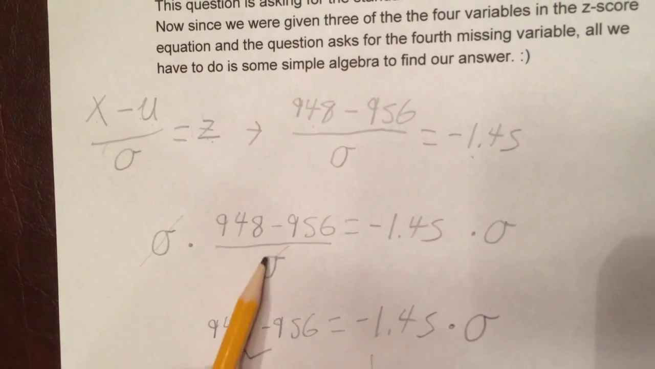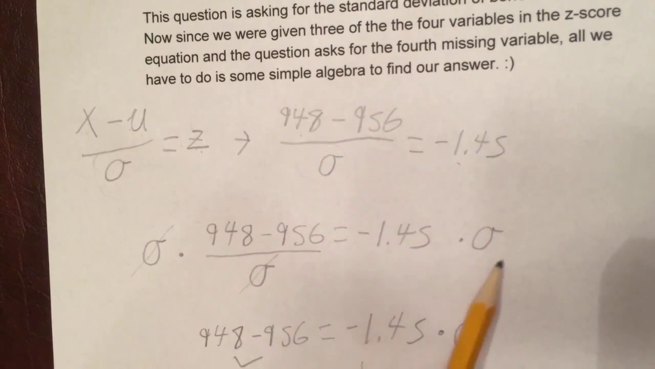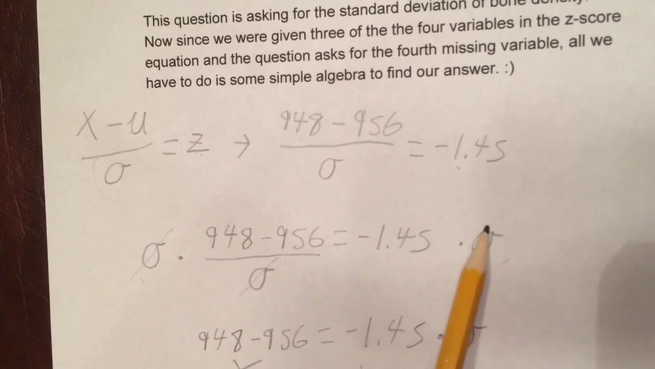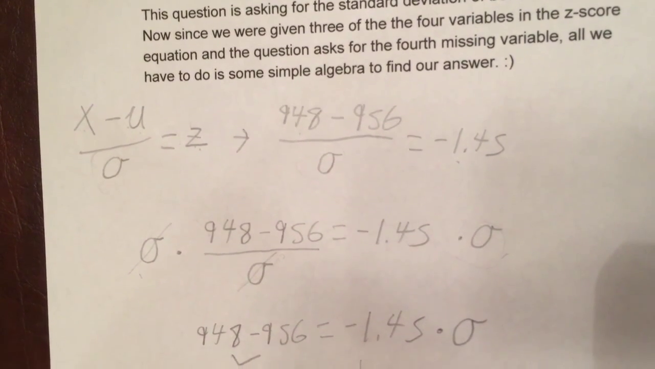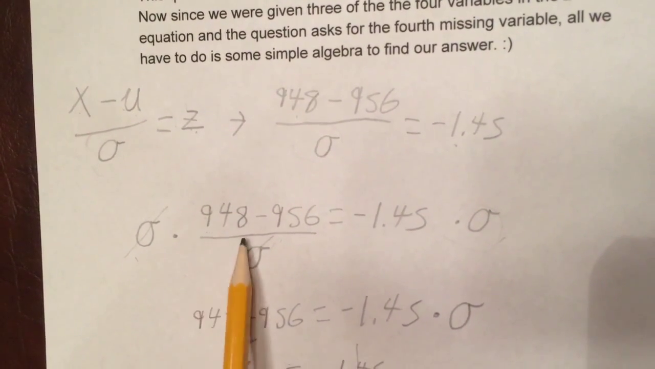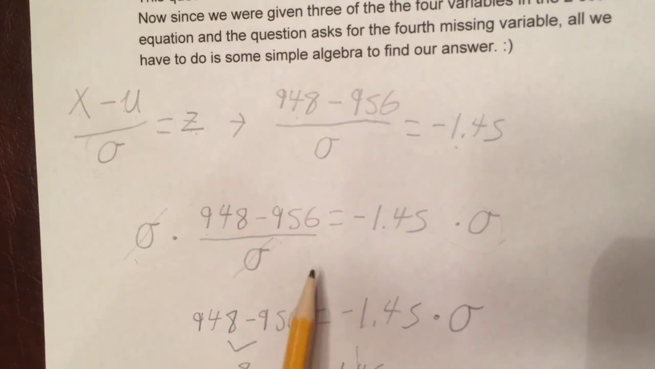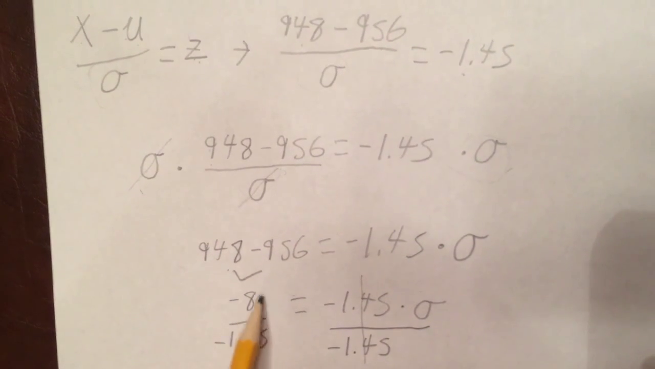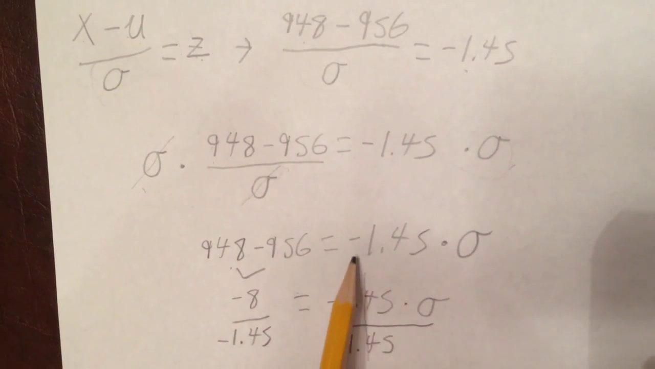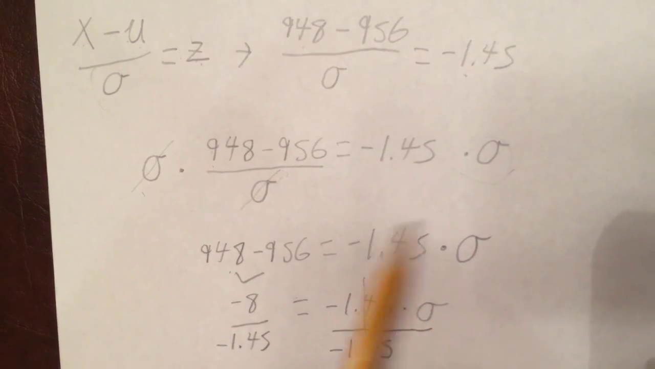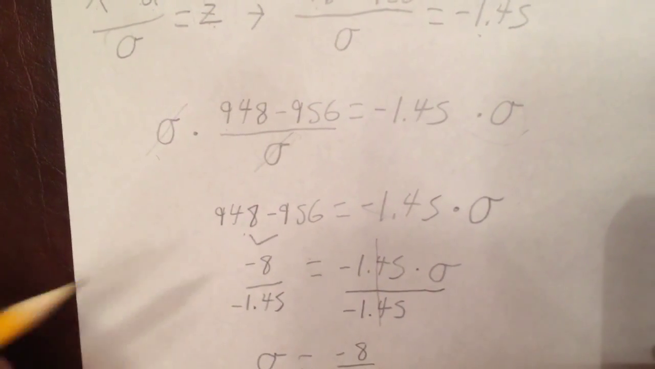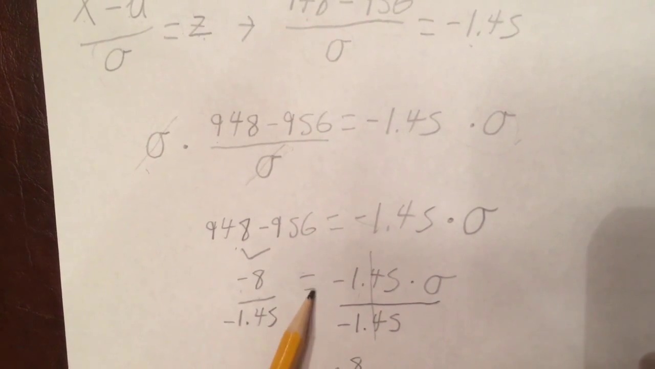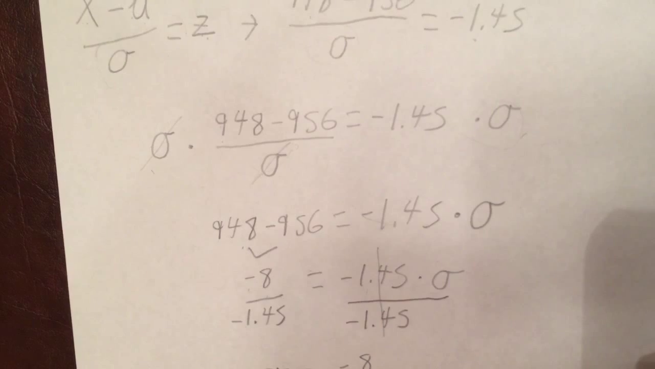To get this sigma out of the denominator, we multiply it on both sides, and this will cancel it out on this side and move it over to this side. Now, we carry our 948 minus 956 down and do this calculation, which turns out to be negative 8. We also carry our negative 1.45 times sigma down as well. So now we have negative 8 equals negative 1.45 times sigma.